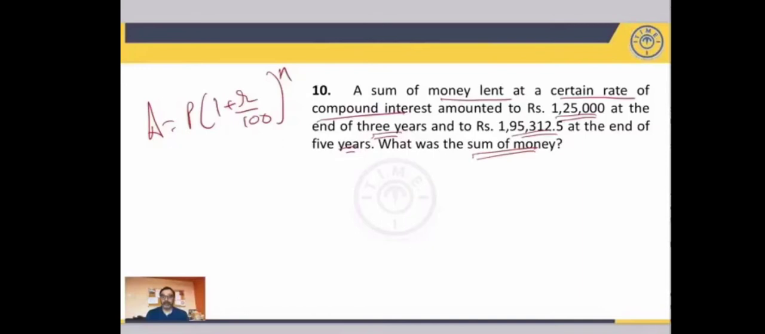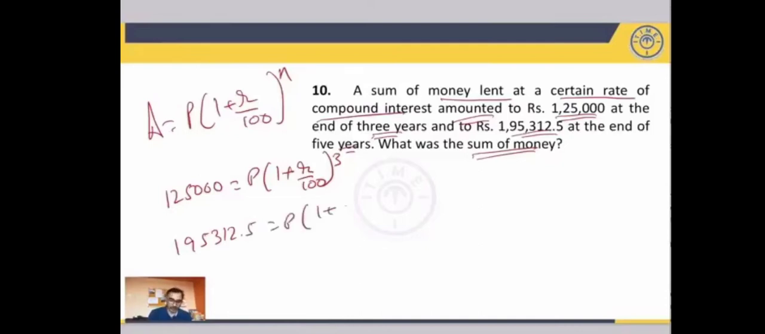Now a certain sum of money lent at a certain rate of interest amounted to, that's the amount. So 1,25,000 is equal to principal, we don't know, into 1 plus rate of interest, we don't know, the number of years is 3. Similarly, we have 1,95,312.5, that's the amount, principal is P into (1 + R/100) whole power 5. So you have two equations, this is equation 1, this is equation 2.